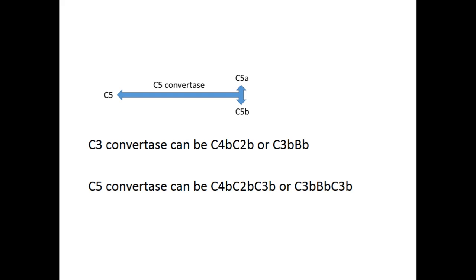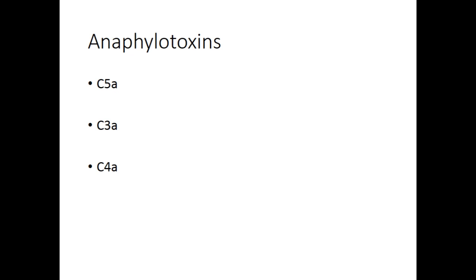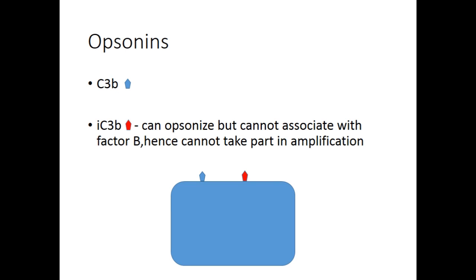and it will form a ring-like structure or a pore-like structure, and this pore will attach to the surface of the pathogen and a pore is formed. We'll come to that. Now the anaphylatoxins, we have already told, C5a, C3a and C4a are the anaphylatoxins, of which C5a is the most important one. The most important opsonin is C3b.